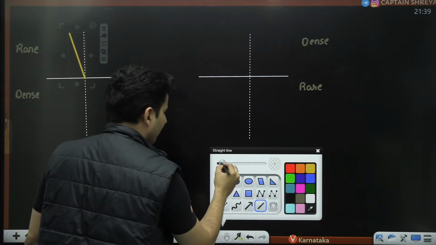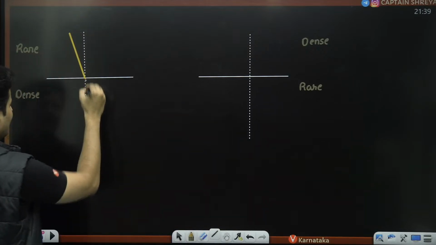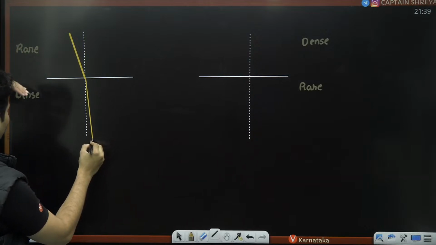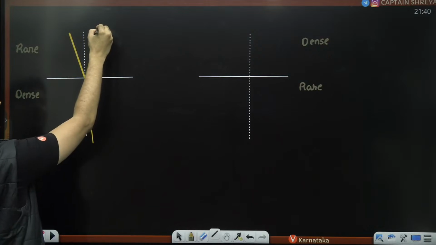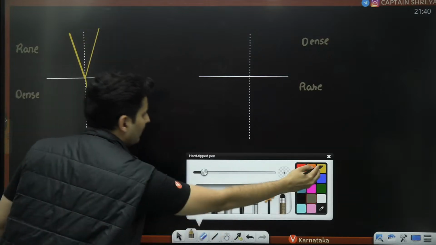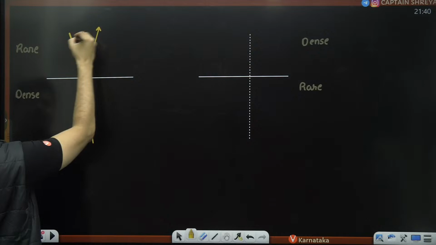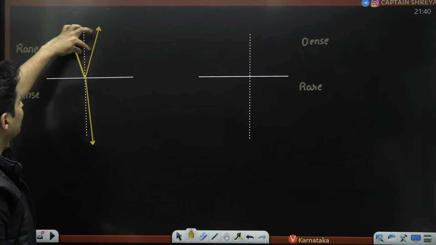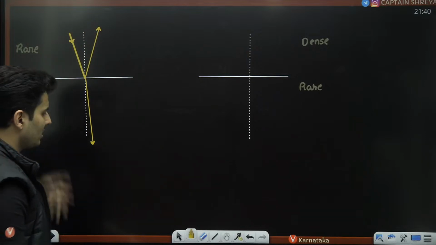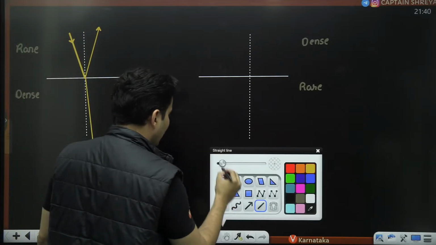That light will definitely get refracted because it is going to the denser medium. It will bend towards the normal, and some part of it will also get reflected. Of course, you know that reflection also occurs. So this is how the light will go. For a small angle of incidence, small reflection, small refraction. Let's say I increase the angle a little bit.